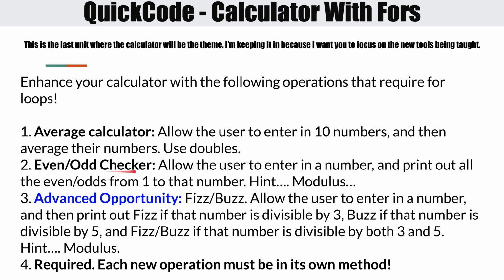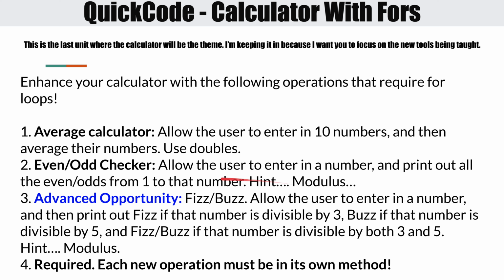The next thing is an even odd checker. This is a little bit more tough. Allow the user to enter in a number and print out all the evens and odds from 1 to that number. And here is your big hint on making this work: you need the modulus operator, okay?